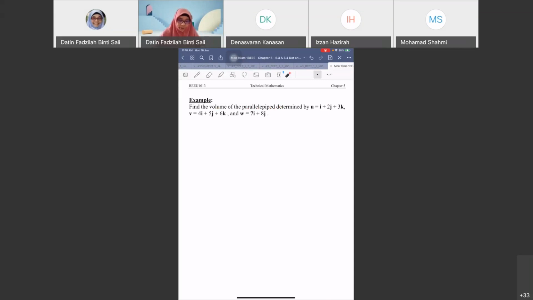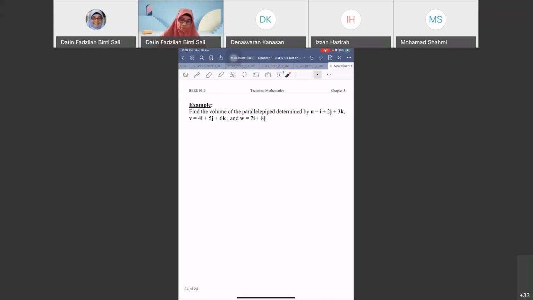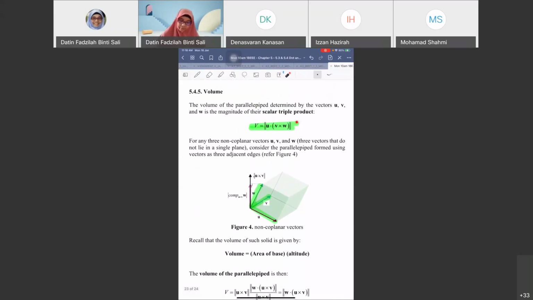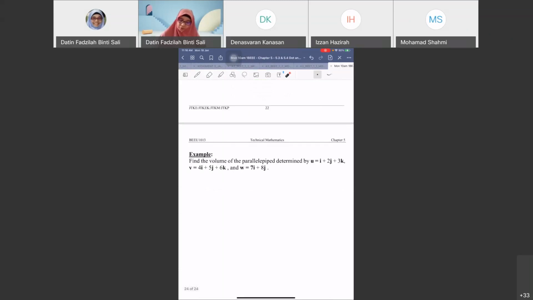All right, so how to find volume? Volume is, again, this one. It's what we call using scalar triple product. And actually, if you are given u, v, w, it doesn't matter which one is which. In other words, the formula for volume is given as a magnitude of u dot v cross w.